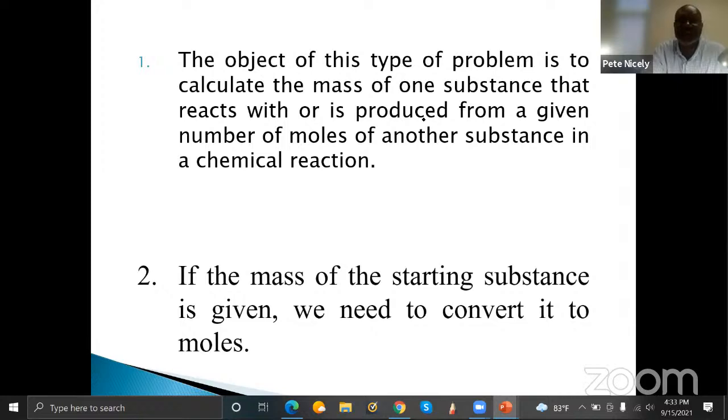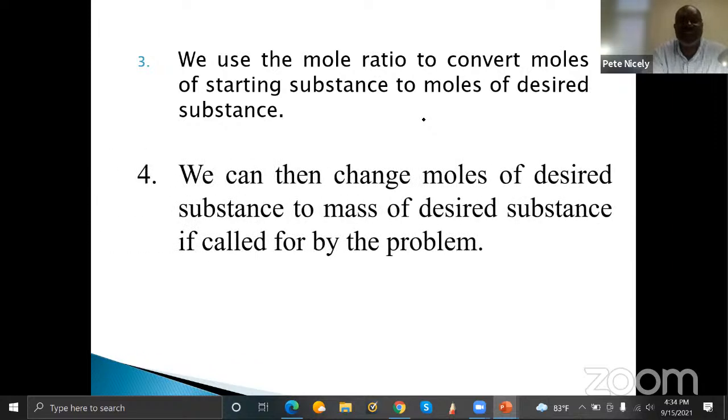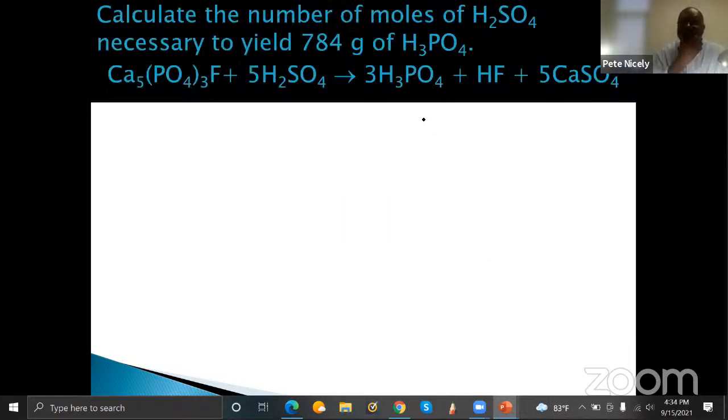Now, if the mass of the starting substance is given, then we need to convert it to moles, and we all know how to do that. And then we go on to use the mole ratio to convert from the moles of the starting substance to the moles of the desired substance, and then we change the moles of the desired substance to mass of the desired substance if the question asks for that. All right, so here's an example using the same equation that we used before.